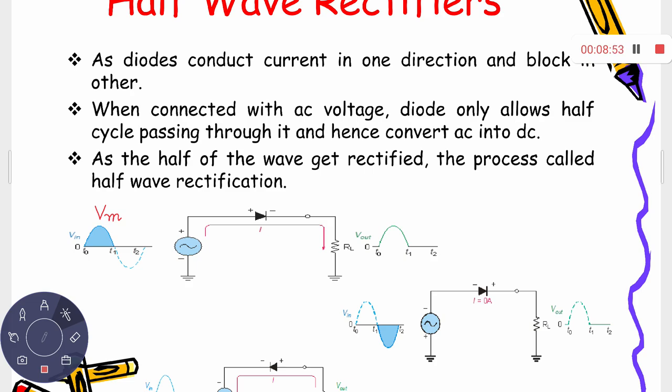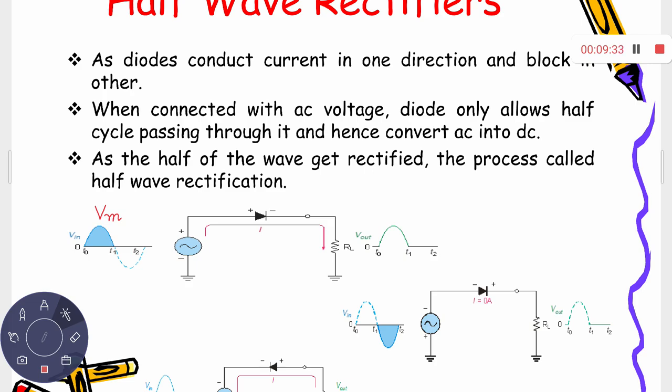What happens in the negative half cycle? Whenever this input goes negative with respect to ground, when the input is 0 or less than 0, the diode will be reverse biased because it's an ideal diode. If the diode is reverse biased, there is no connection between this terminal and that terminal, so there is no current flowing through this. So this point is at ground potential, that is 0. So from t1 to t2, the diode will be off and there is no output.